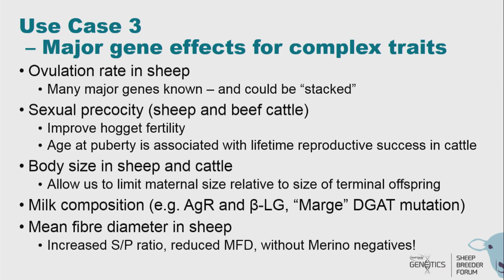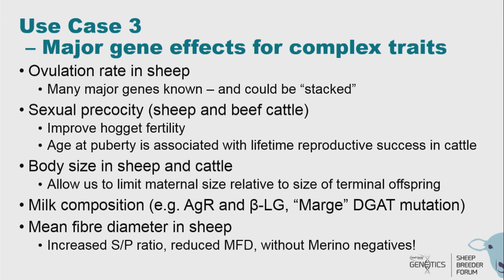So we know there's lots of major genes for ovulation rate in sheep, and we might be interested in stacking those, and by stacking we mean grabbing all of those good ones and putting them together in the same individual. Sexual precocity is another example. We know that hogget fertility is something we could improve. We know that age at puberty in cattle has a huge impact on lifetime reproductive success. We know there are some major genes that affect those traits.